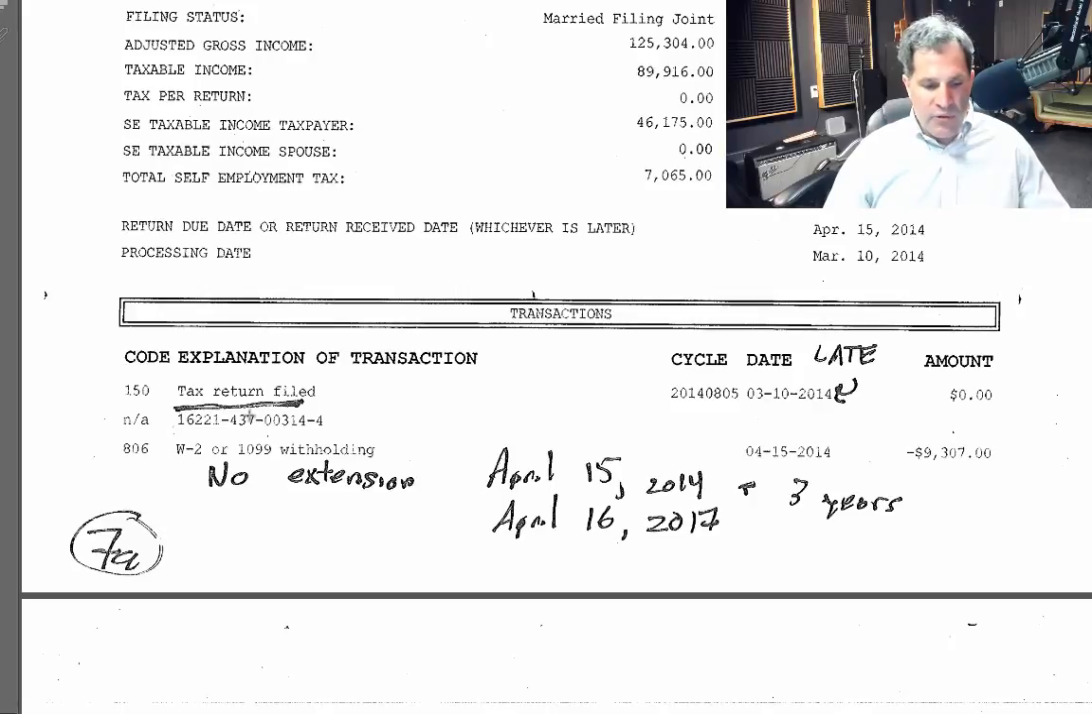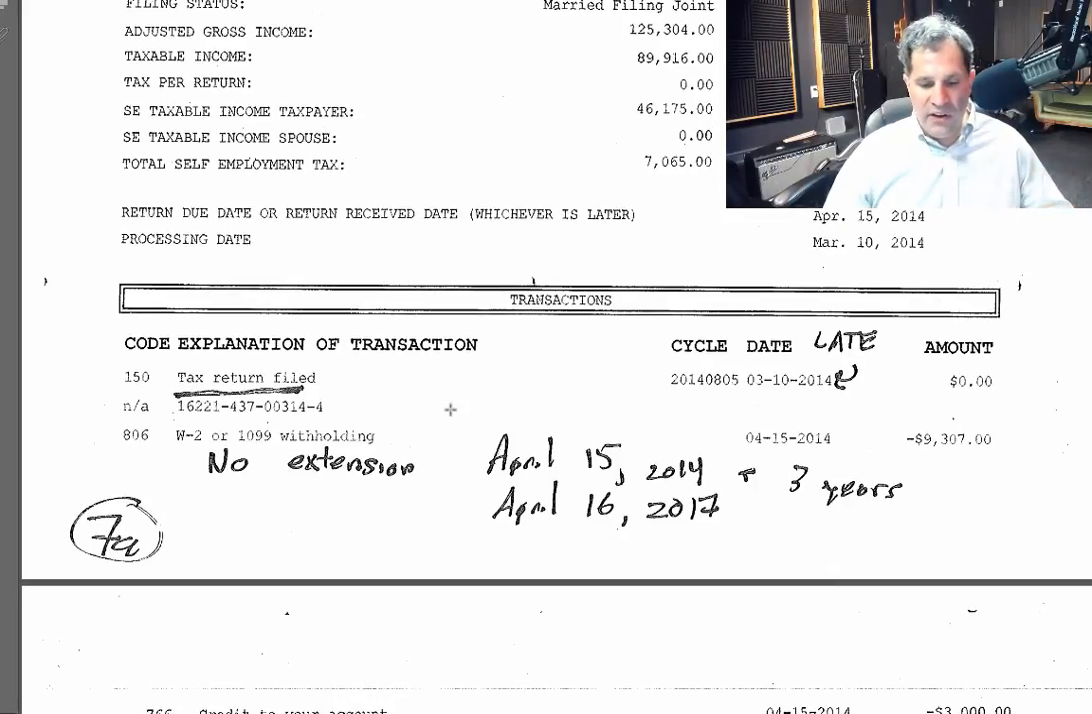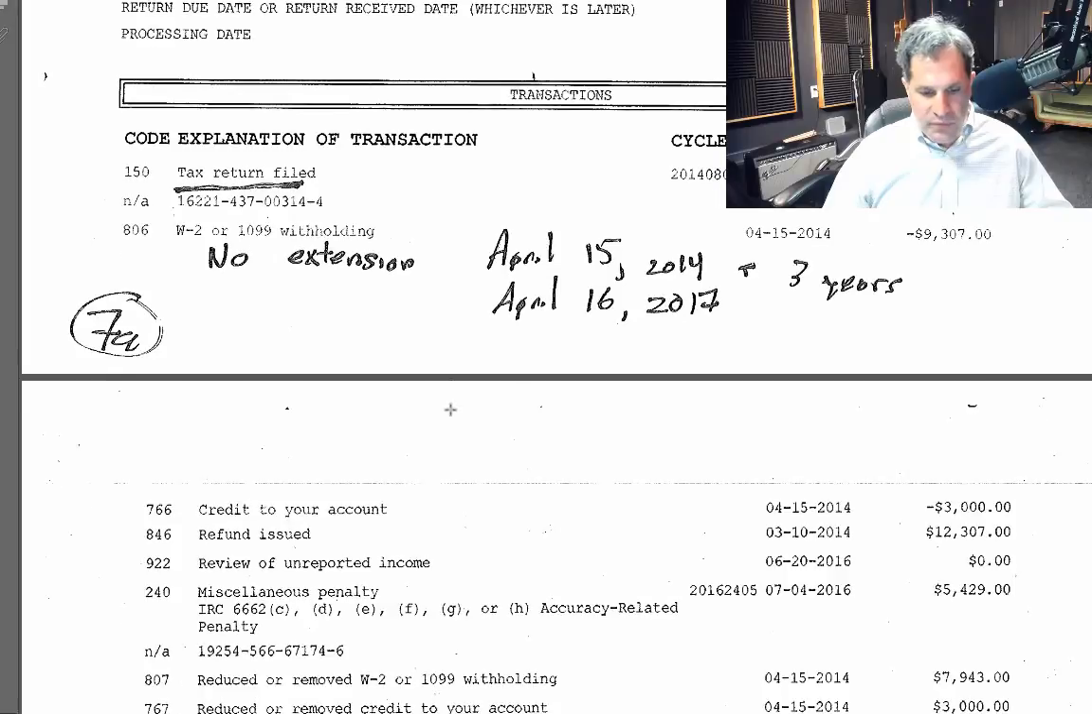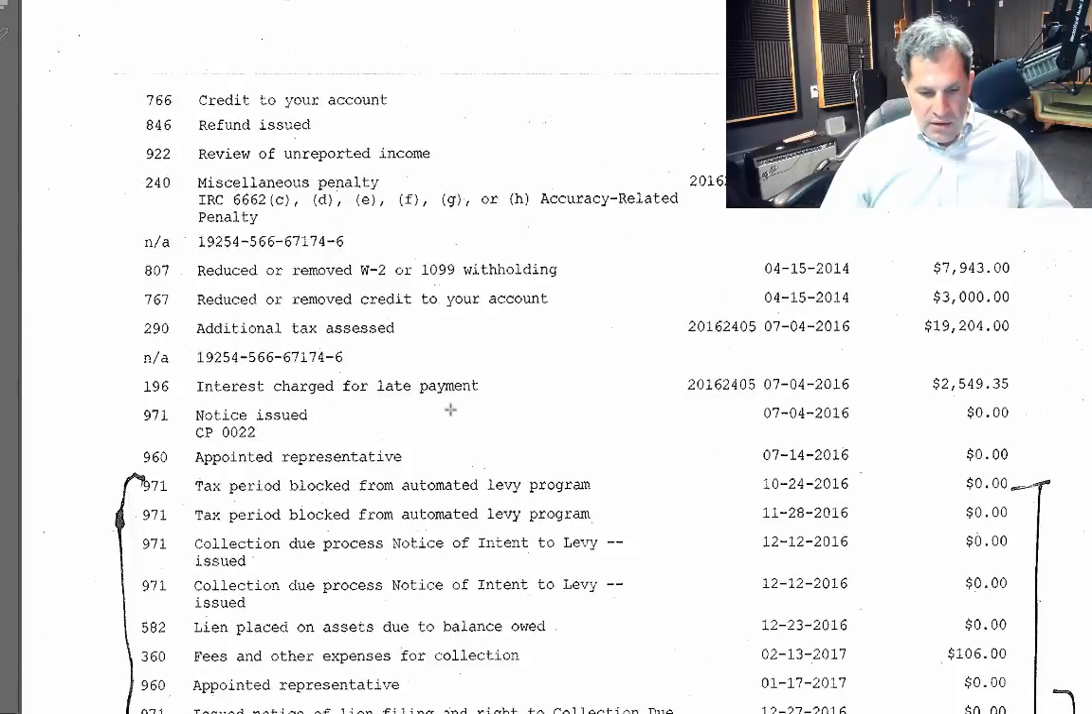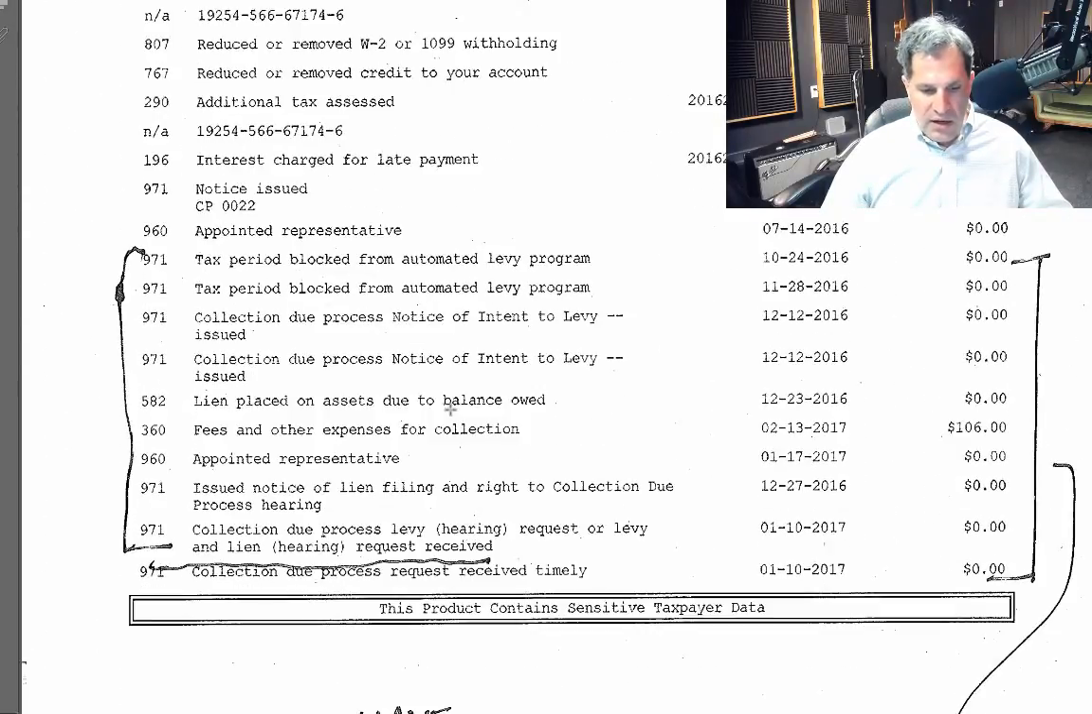Now, what would happen if we saw a tax return extension filed? Well, that would make the tax return due October 15th, 2014. So we add our 3 years to there. So we would say, okay, October 16th, 2017 would be the date to start thinking that you could be filing bankruptcy.